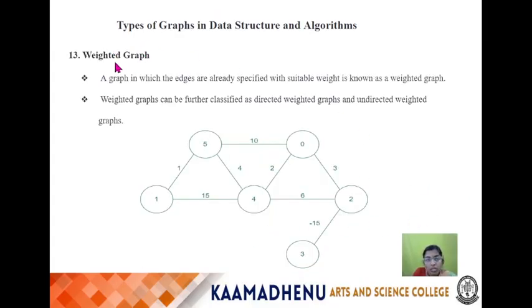Then last one is weighted graph. A graph in which the edges are already specified with suitable weight is known as a weighted graph. Weighted graphs can be further classified as directed weighted graphs and undirected weighted graphs. So this is the weight. So between 5 and 0 nodes we have 10 as weightage.